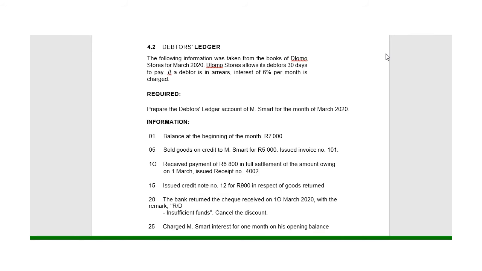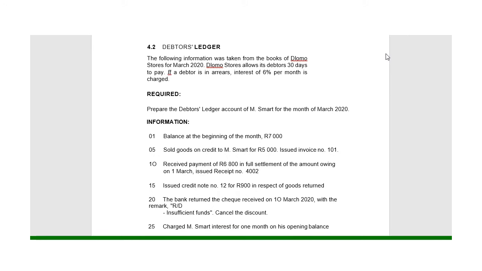We're now going to look at the debtors ledger and how to post transactions to the debtors ledger. It will be similar to the creditors ledger. It's just that the creditors ledger will increase on the credit side, whereas the debtors on the debit side.